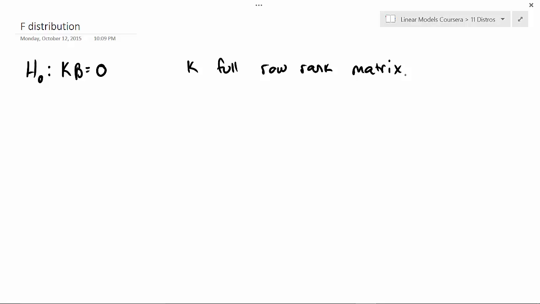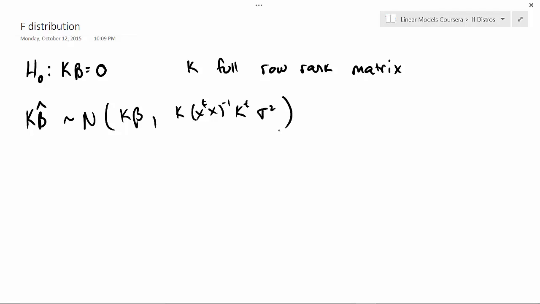Our natural estimator of K beta is K beta hat, which under our standard assumptions from this section is going to be normally distributed with mean K beta and variance equal to K (X transpose X) inverse K transpose times sigma squared.